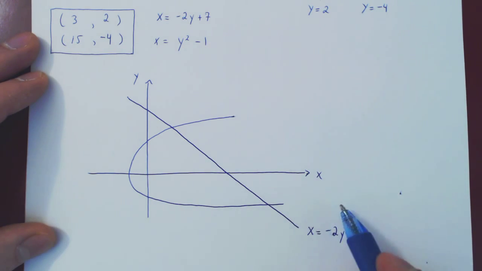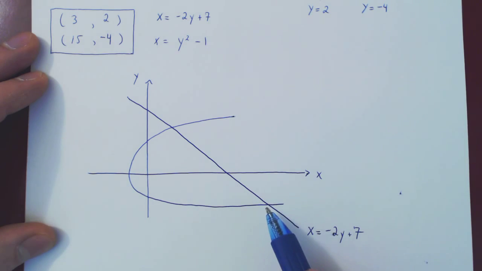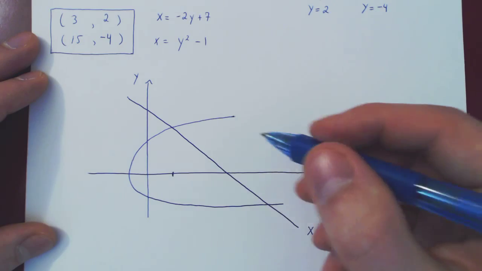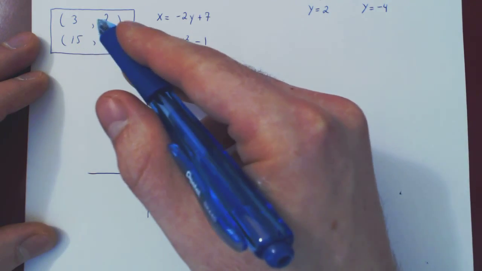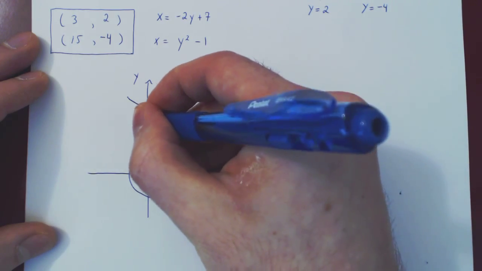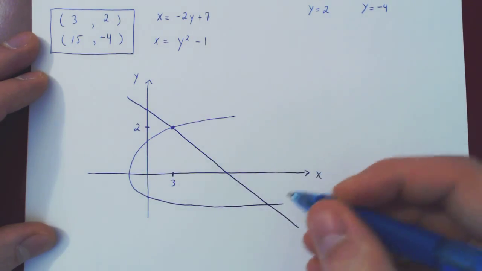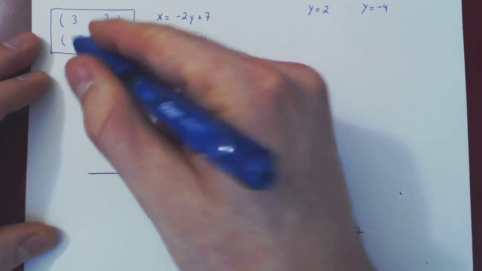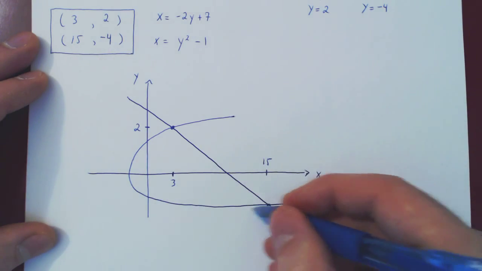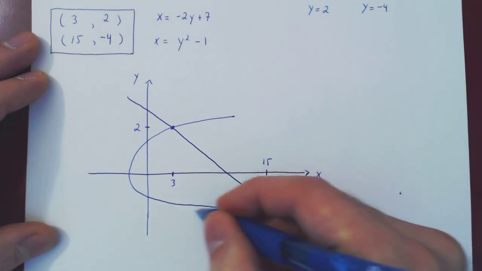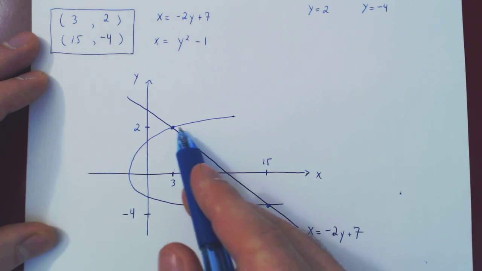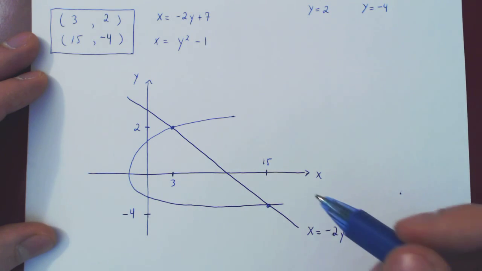Very rough sketch, but as long as it's fairly accurate with the points of intersection, we're okay. So for this point, this was clearly 3 for x, 2 for y. So x equals 3, y equals 2. And the second point of intersection, x equals 15, and y was negative 4. You can see my picture is clear enough up to scale, it doesn't matter. As long as you have a good enough sketch of the region, you can find its area.